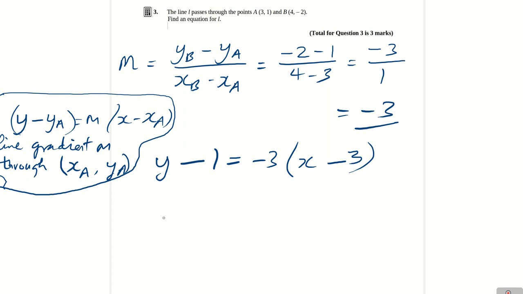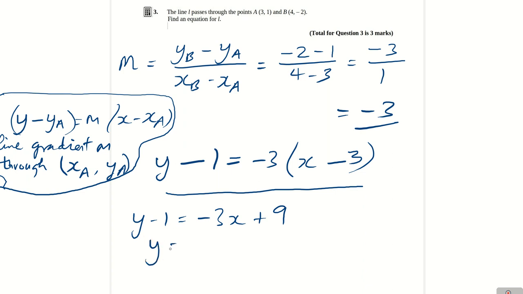Now it just asks for an equation, doesn't ask for the equation in any particular form. So in fact you could just leave it like that and they should give you all the marks for it. But normally we do have to tidy it up a bit. So if we want to get it into the form y equals mx plus c, we just have to multiply the right hand side out and we get that. Add 1 to both sides to bring the 1 over, and we get y equals minus 3x plus 9 plus 1, which is minus 3x plus 10.